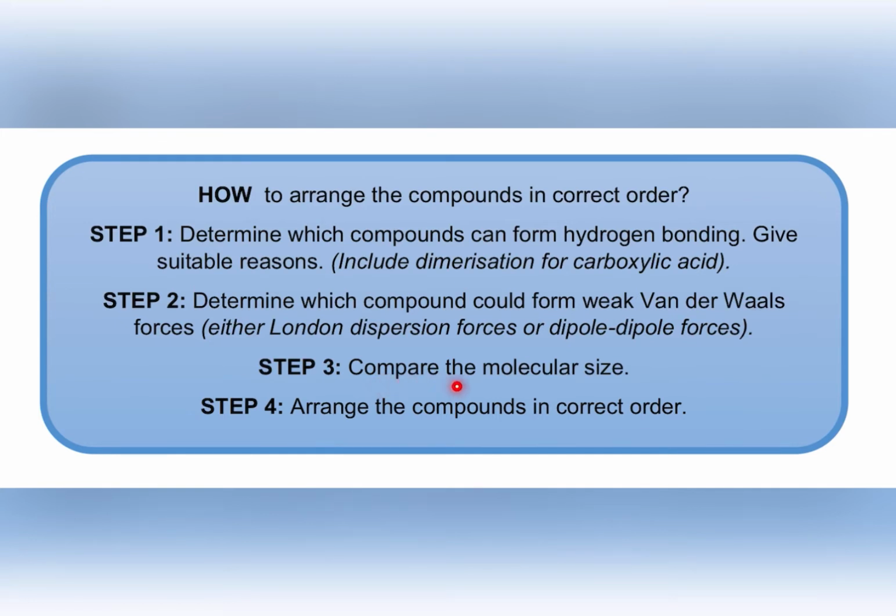Next one, you have to compare the molecular size. And last but not least, step number 4, you have to arrange in correct order. So these tips are only applicable when you want to use comparison between 2 or more compounds. So if you got 2 compounds, you don't have to arrange. If you got 3 or more, you have to show the arrangement.